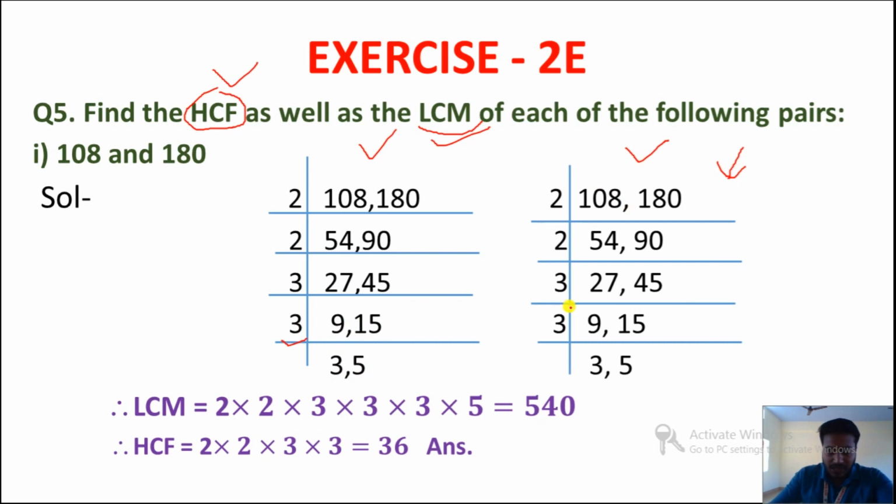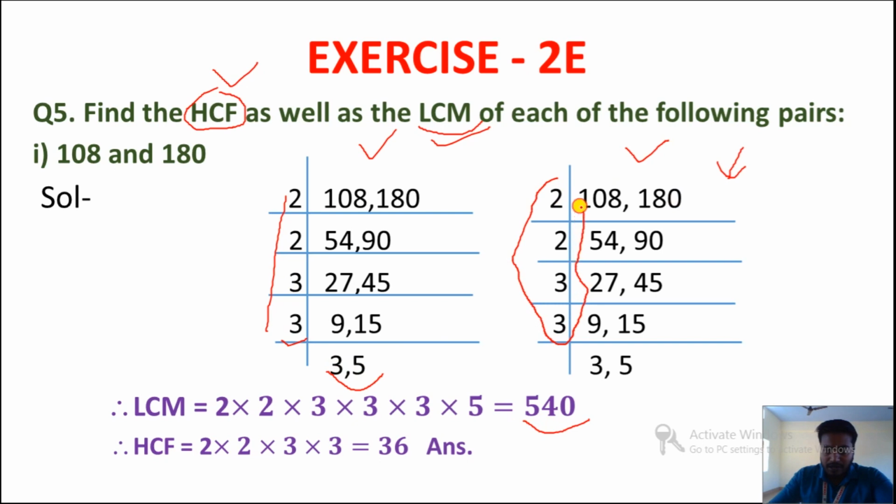Alright, now same thing you can see here. Now LCM equals 2 into 2 into 3 into 3. When we multiply these factors and the undivided numbers, I mean 2 into 2 into 3 into 3 into 3 into 5, we'll get 540. Clear? Now for the HCF, we only have to take the factors.